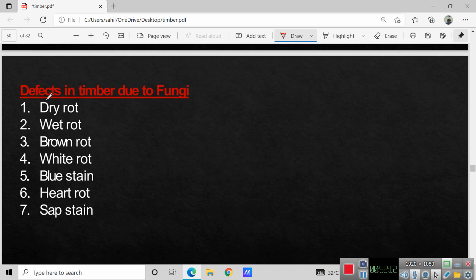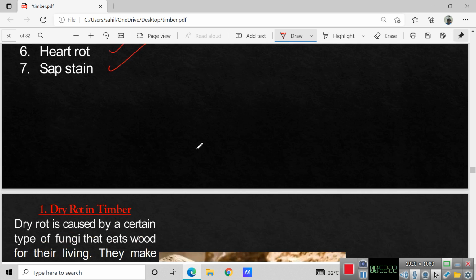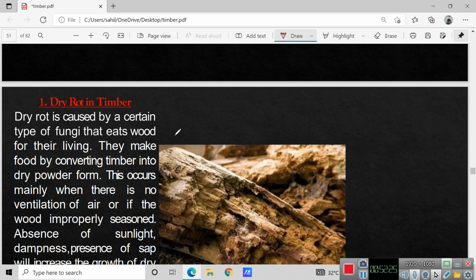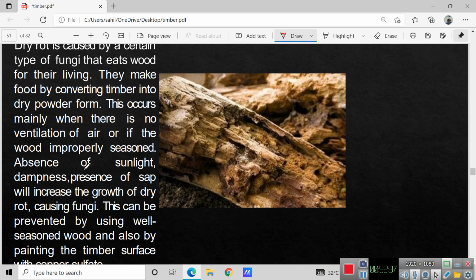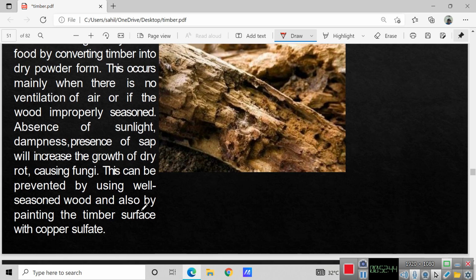Now there are certain defects due to fungi in timber. These are dry rot, wet rot, brown rot, white rot, blue stain, heart rot, sap stain, etc. Now dry rot in timber. Dry rot is caused by a certain type of fungi that eat wood for their living. They make food by converting timber into dry powder form. This occurs mainly when there is no ventilation of air, or if the wood is improperly seasoned. Absence of sunlight, dampness, presence of sap will increase the growth of dry rot causing fungi. This can be prevented by using well-seasoned wood and also by painting the timber surface with copper sulfate.